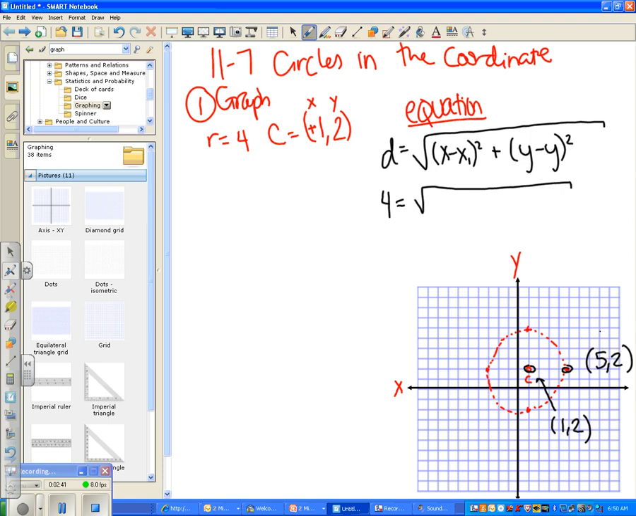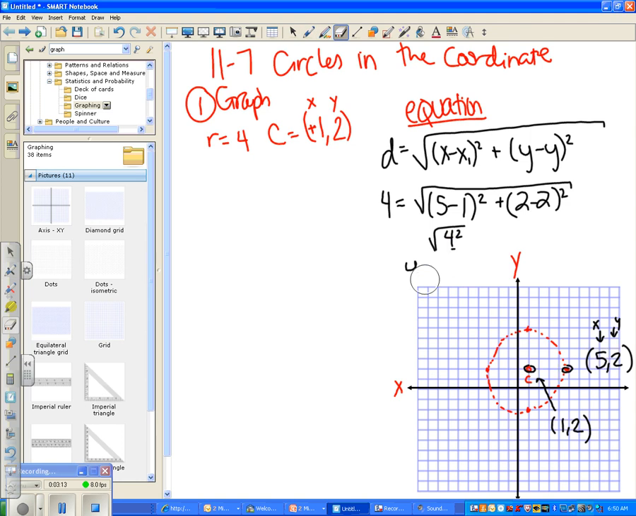All right, I'm going to pick this one first. And I'm going to call this my x, my y. So my x is 5, and I'm going to subtract the center point, 1, and then 2 minus this 2 squared. So is this going to work out? Well, 5 minus 1 is 4 squared. 4 squared is 16, and the square root of 16 does equal 4. So this distance formula does work out.